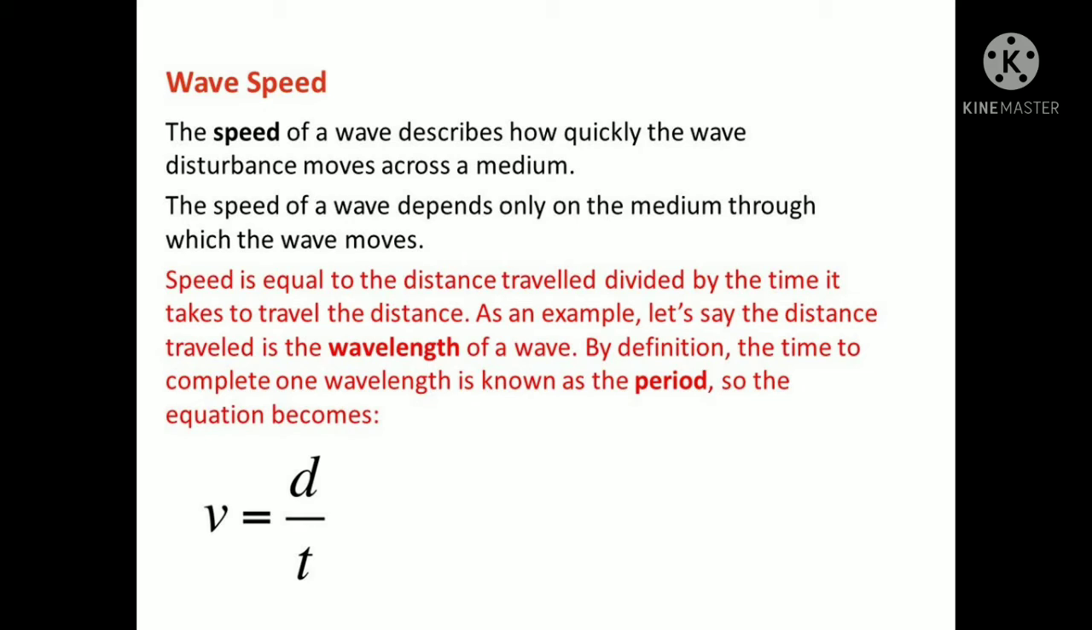So as an example, let's say the distance traveled is a wavelength of a wave, and by definition the time to complete one wavelength is known as a period. So the equation becomes v is equal to d by t.